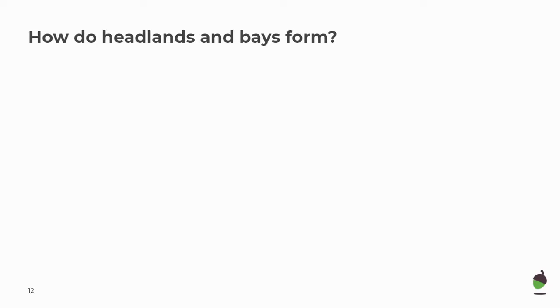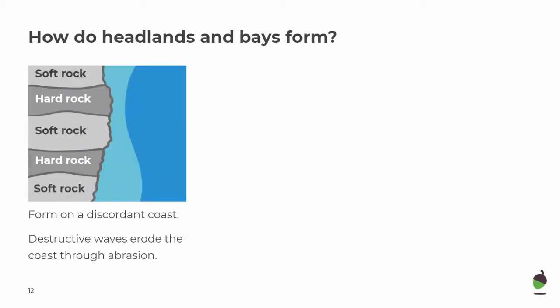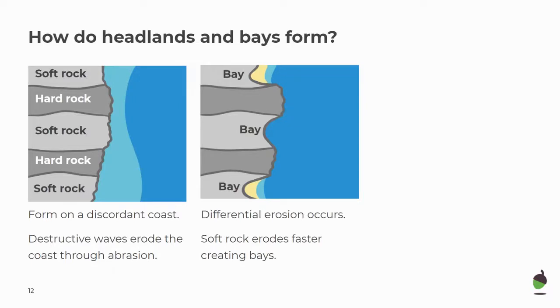How do headlands and bays form? Let's go through it step by step. So headlands and bays form on a discordant coast. Destructive waves erode the coast through processes like abrasion. Hydraulic action would also occur. Differential erosion occurs. So the soft rock erodes faster, creating bays. So that soft rock retreats back as the waves abrade the cliff.